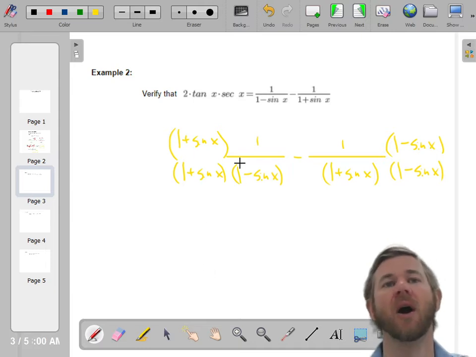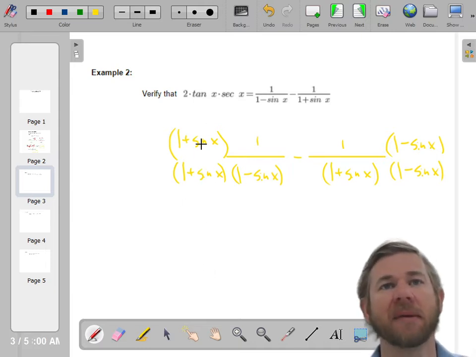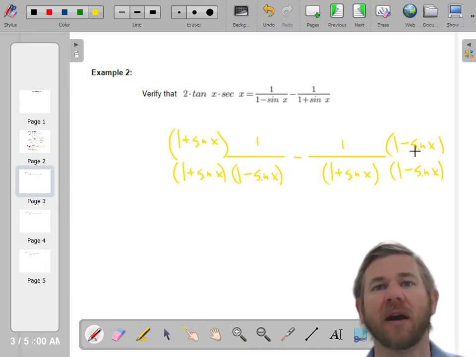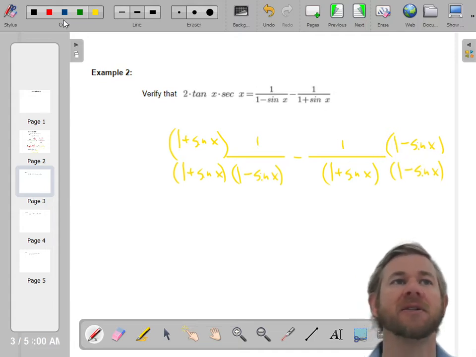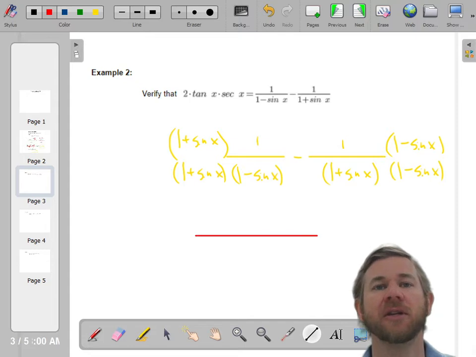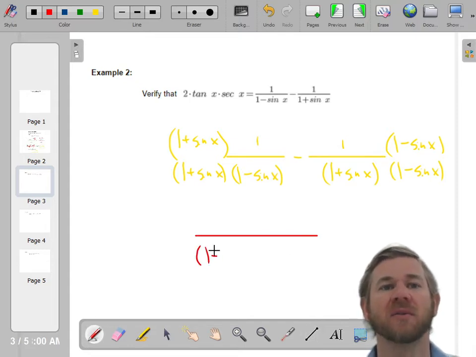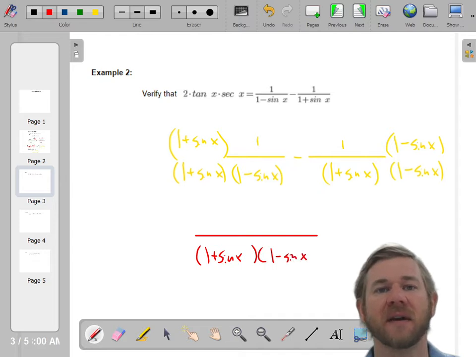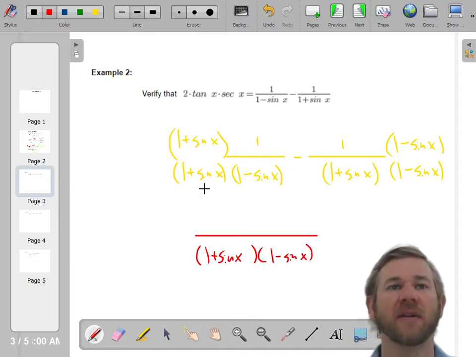Okay, so over here, I'm multiplying the top and the bottom by 1 plus sine of x, and over here, I'm multiplying the top and the bottom by 1 minus sine of x. So I'm multiplying the denominators times each other so that my new denominator is their product, 1 plus the sine of x, 1 minus the sine of x. And now I just have to focus on the numerator at the top.